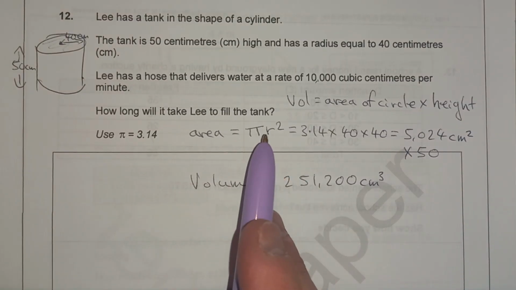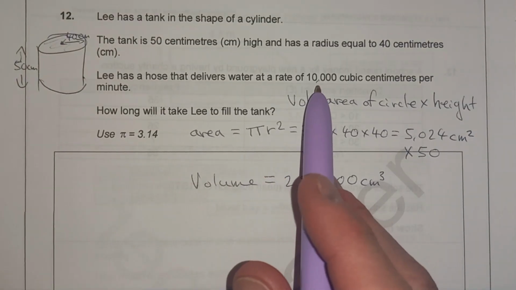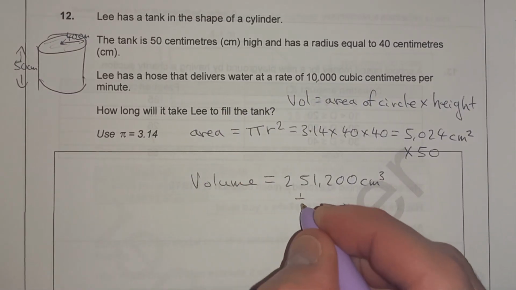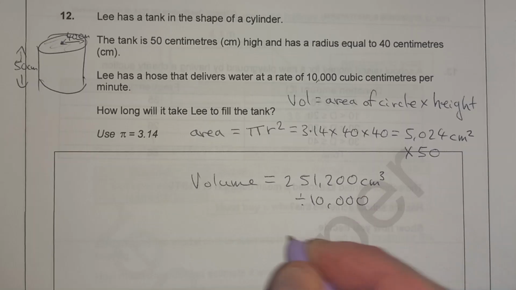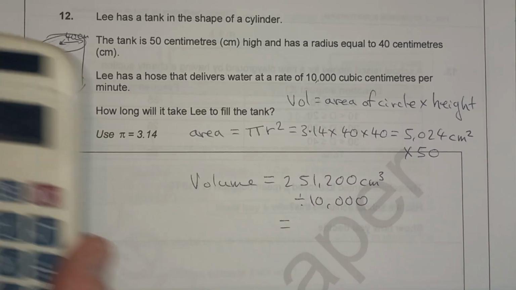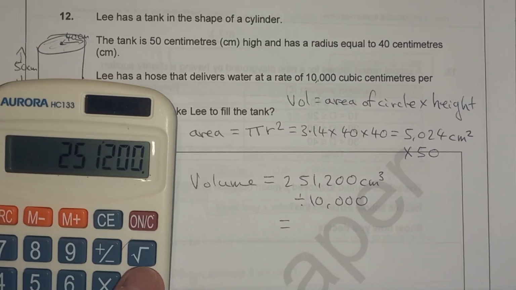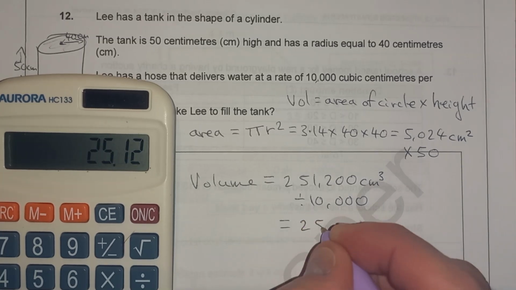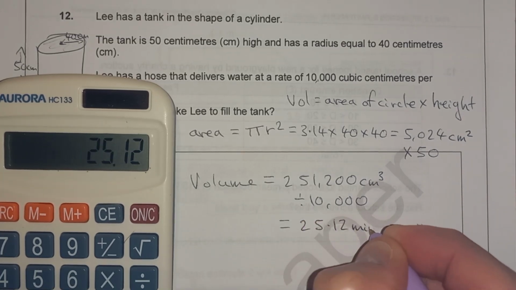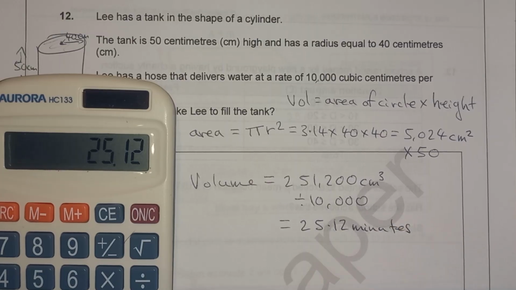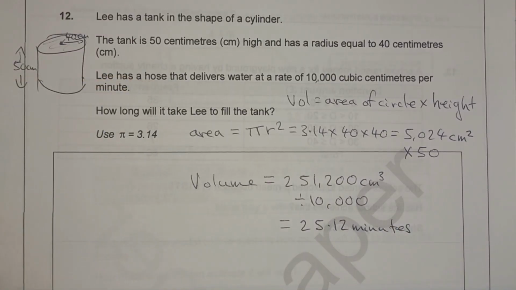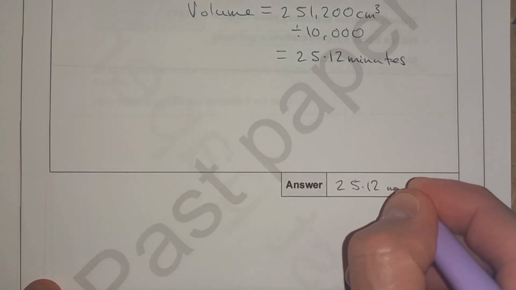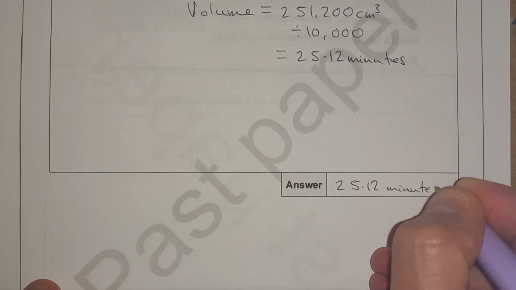Now, we want to know how long it's going to take to fill it. If it's filling up 10,000 cubic centimeters per minute, well then we want to divide this by 10,000, and that will tell us how many minutes it takes. I've still got it in my calculator, so I can just divide by 10,000, and we get 25.12 minutes. We don't have to convert that into how many seconds or anything like that. We can just leave it as 25.12 minutes.